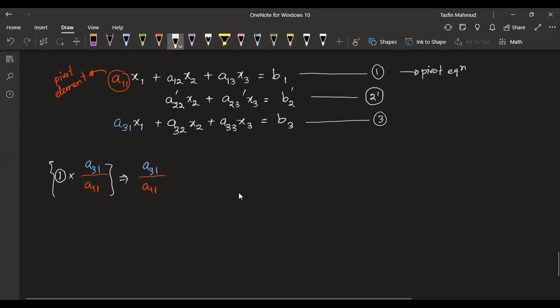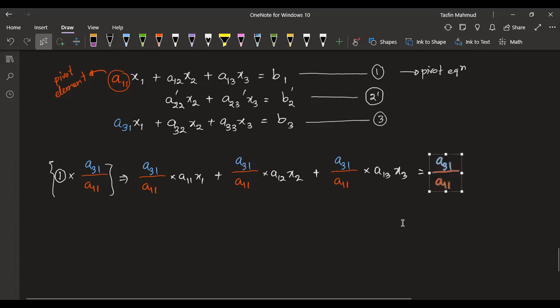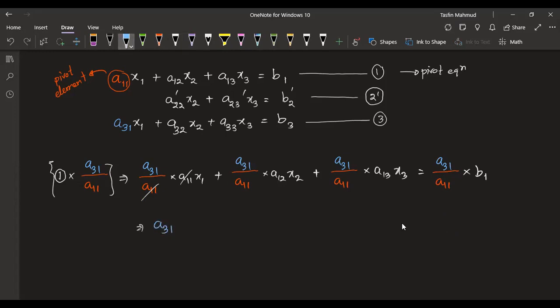paste it here, then A11 x1 plus this thing, it would be multiplied by A12 x2, plus we will have this thing, it would be multiplied with A13 x3, and the constant term would be multiplied with the same thing we have into B1, right? So in the same way, A11 would be cancelled out. We will have the A31 x1, that's the focus here. A31 x1.